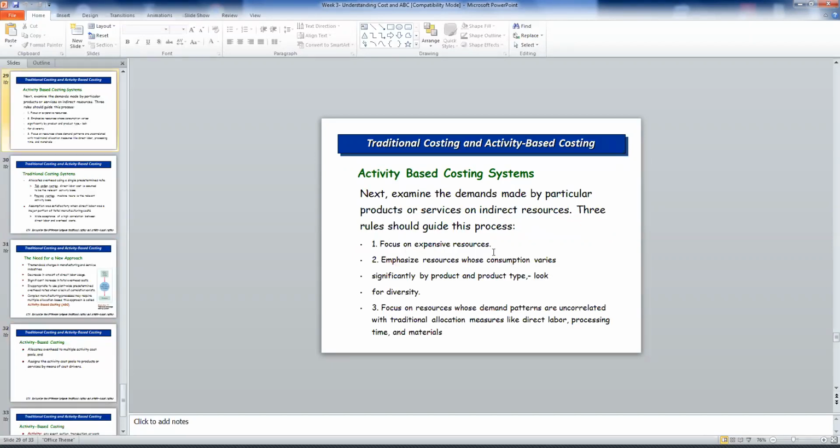So what activity-based costing recommends is that we break out indirect overhead cost into the major categories and focus on the expensive resources, the 80-20 rule. And then look where consumption varies significantly by product or product type. So we're looking for diversity. And focus on resources whose demand patterns are uncorrelated with traditional allocation methods. Okay, so traditional measures were direct labor or direct materials. So we want to look for things that may cause the cost drivers to be different.